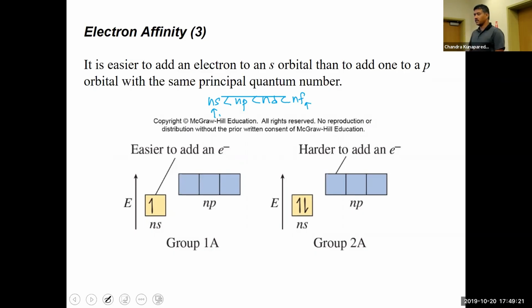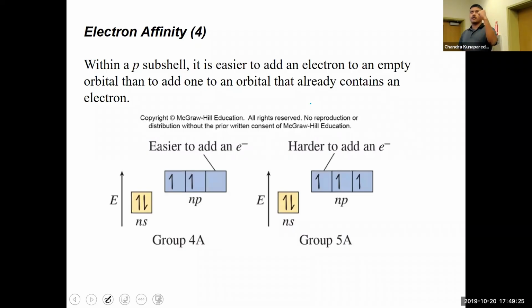I know it's a little bit complicated by this time already, because we just talked about Z effective, then ionic radius, then ionization energy. If you need to take a break, I totally understand, but you need to watch it because we need to know about electron affinity.